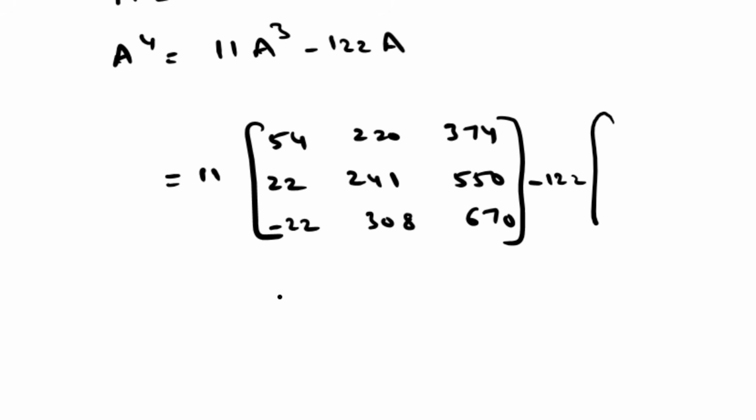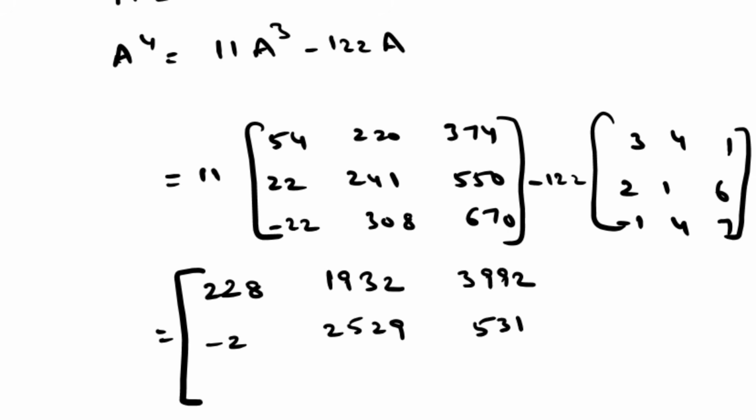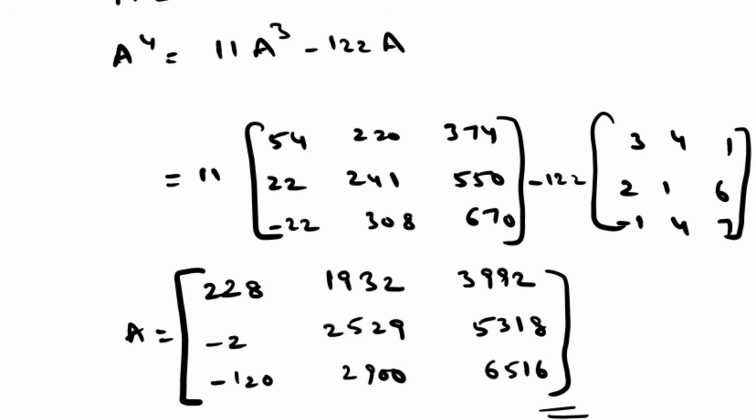minus 122 into A, which is 341, 216, minus 147, 228, 1932, 3992, minus 2, 2529, 5318, minus 120, 2900, 6516. This is the value of A power 4.